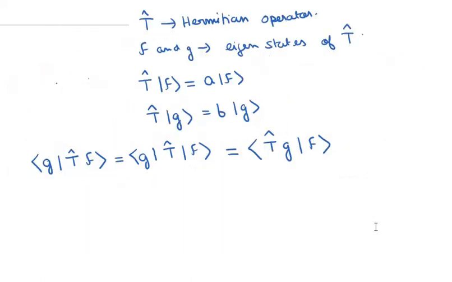So this is equal to this T g f, and then this T acting on this eigenstate f produces this number a, but a is a number, so it gets out of the integral and we get a times the inner product of g and f. And this is equal to this T operator acting on this eigenstate g producing this number b. Again, b is a number, so it gets out of this integral, so this becomes equal to b times the inner product of g and f.